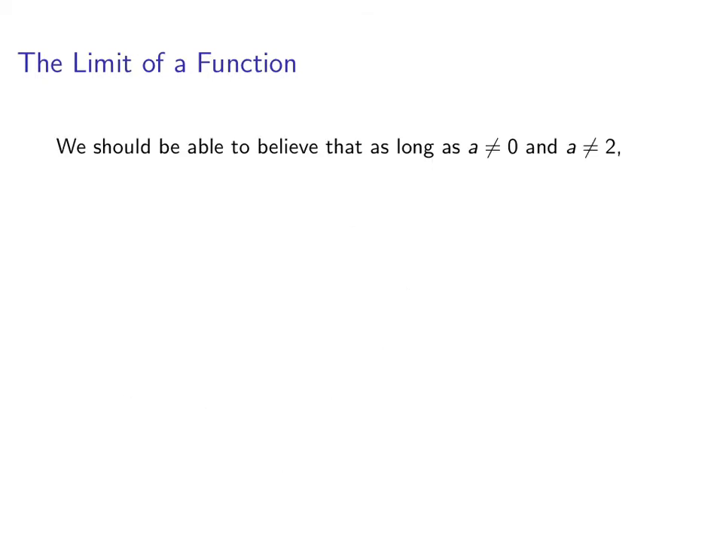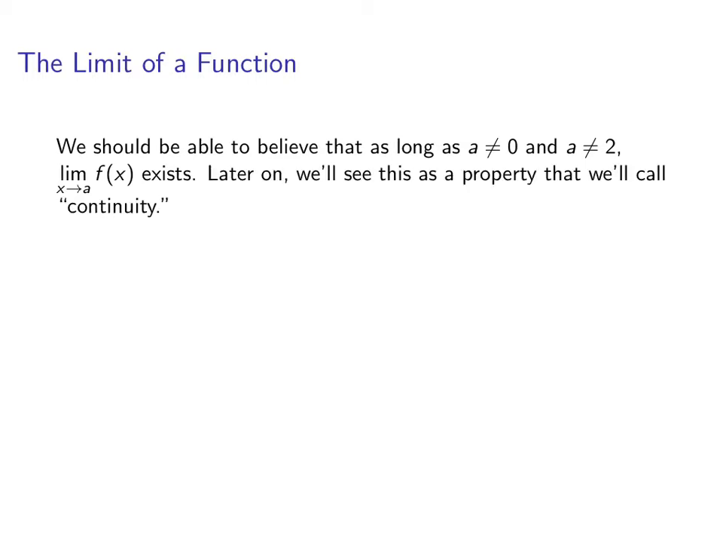Now it's pretty easy to believe that as long as a is not 0 and a is not 2, the limit exists. So if you go from the left or you go from the right at any other point, you're definitely going to get the same value. As we go along, we're going to actually run into this as a property that we'll be discussing. It's called continuity.